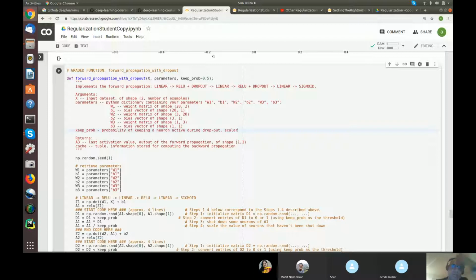The other thing is that in theory, you can turn the input, the first layer, where you're entering the input features, to zero. In our case, we have two input features. So in theory, you can turn them also to zero. In practice, generally, those are not touched. The input features are kept as is.